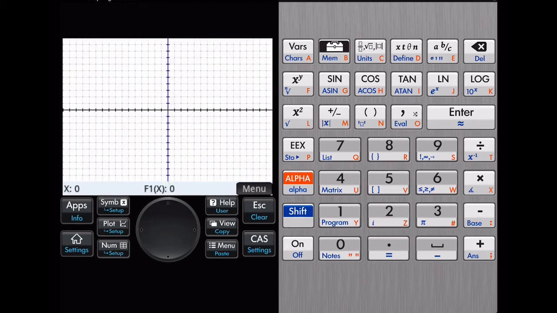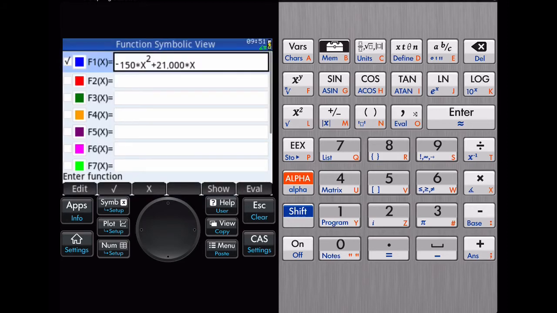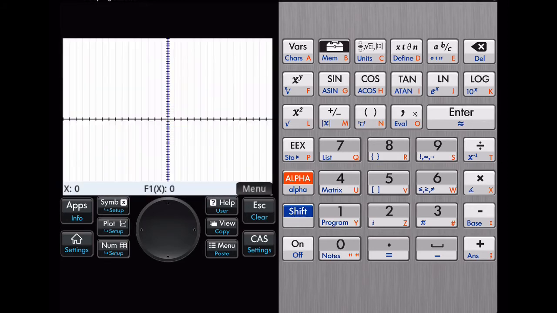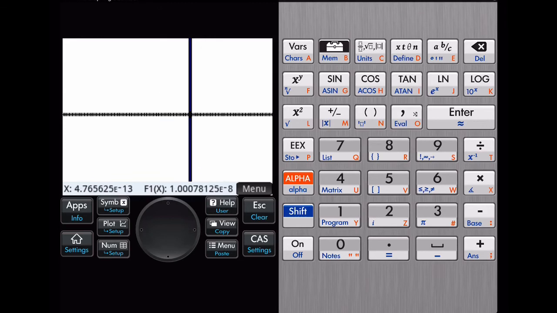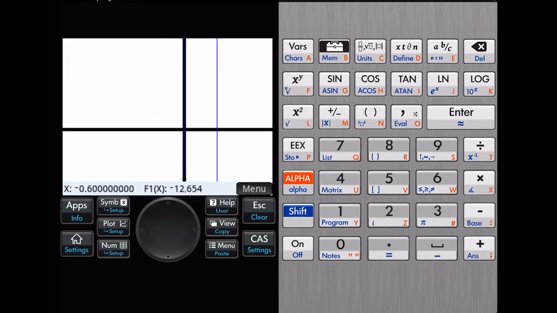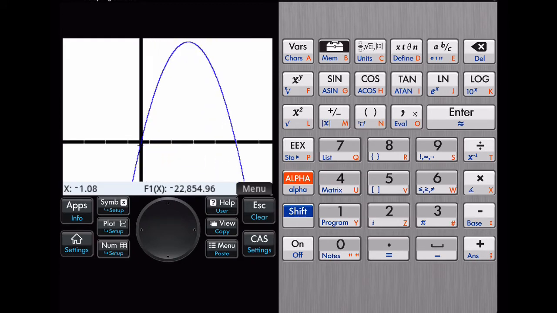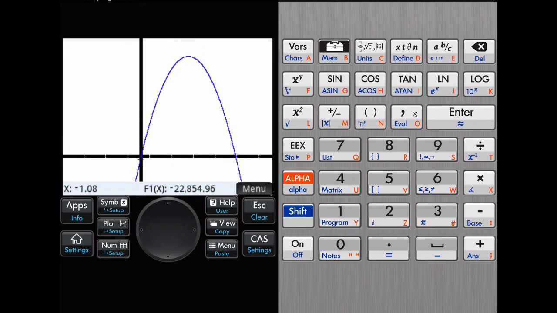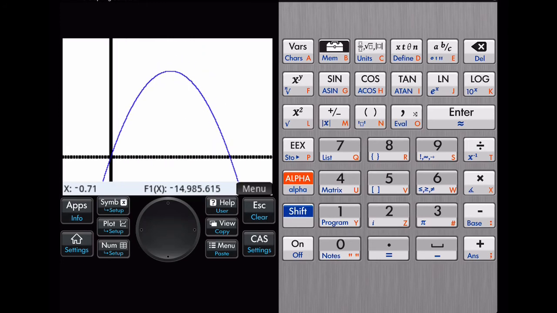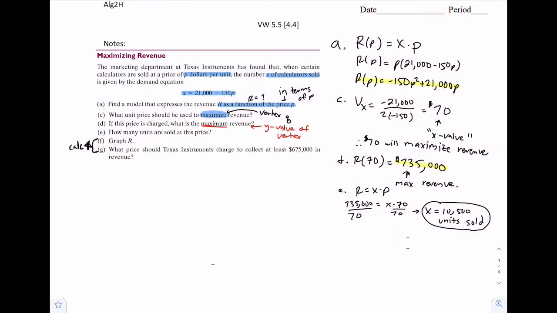Hit plot. Now notice it looks like a straight line up here. That's because these numbers are so huge. So we're going to have to zoom out a lot to really see what's happening. So I'm going to keep zooming out, and there we go. There's my parabola. I can start to see it there. And then I'm going to expand it, and there we go. So take a screenshot of this and drop it into your notes, like so.